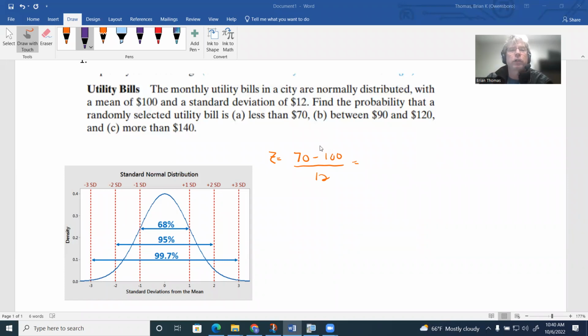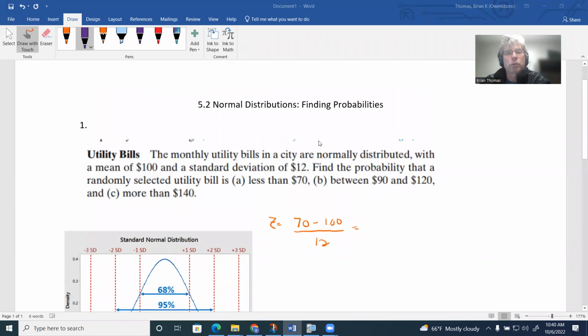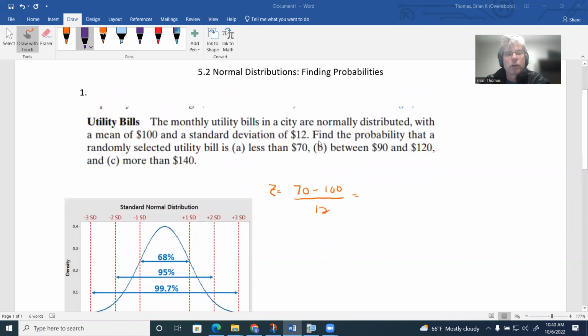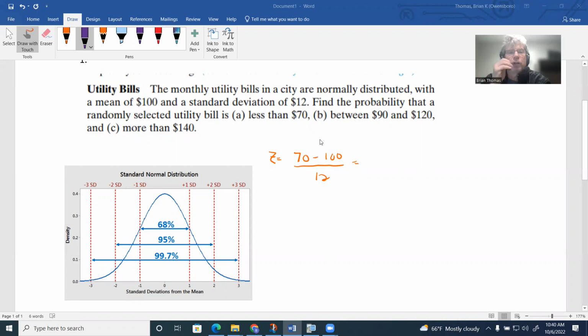So this is a lesson out of 5.2, normal distributions and finding probabilities. So let's look at an example here on utility bills. The monthly utility bills in a city are normally distributed with a mean of 100, a standard deviation of 12. Find the probability that a randomly selected bill is less than $70, between 90 and 120, and more than 140.